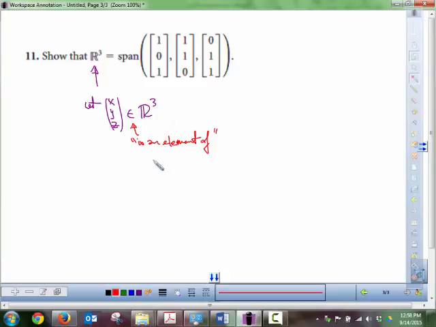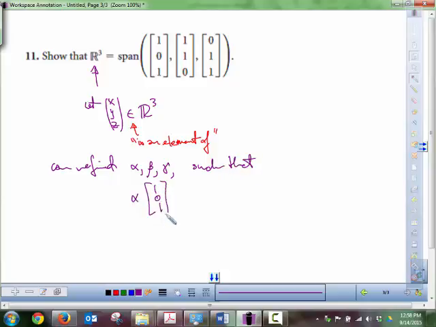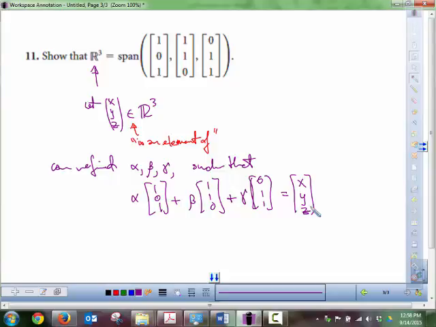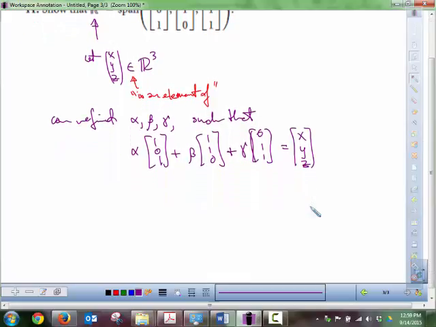And what we want to know is, can we find three constants, alpha and beta and gamma? I guess I could have used x, y, and z, but I'll use Greek letters. So can we find three constants such that alpha times (1, 0, 1) plus beta times (1, 1, 0) plus gamma times (0, 1, 1) equals (x, y, z)? This looks like another system, just a system of linear equations we should be able to solve.